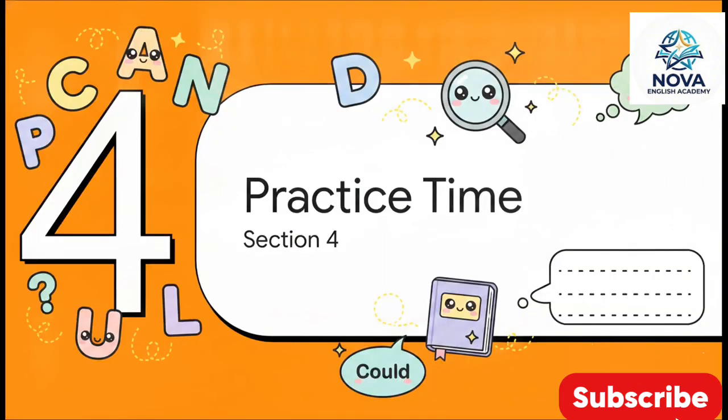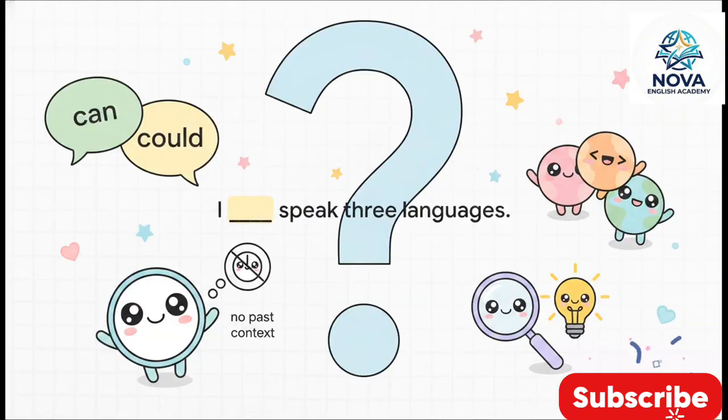Time for section 4, practice time. Now I want you to become an active participant. Let's gamify this a bit and see if you can solve some fill-in-the-blank mysteries using our new golden rule. Mystery number 1. Let's look at the sentence. I, blank, speak 3 languages. Is the correct answer A, can, or is it B, could?